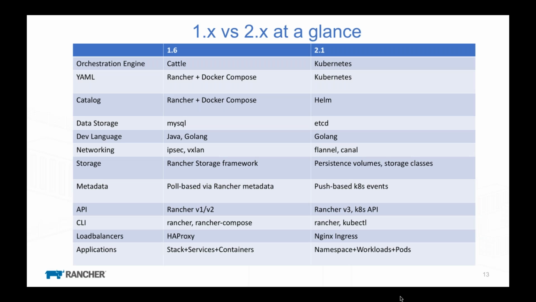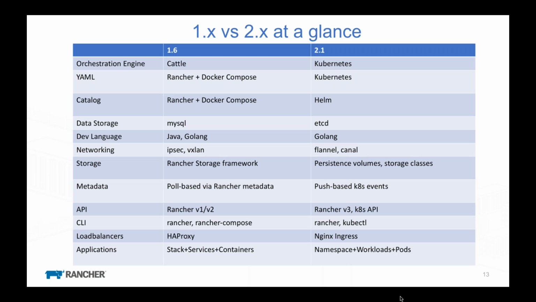From a CLI standpoint, in 1.6 we had Rancher and Rancher Compose. In 2.1 we have Rancher, and of course you use kubectl to manage your clusters and workloads. Load balancers, it was exclusively HAProxy in 1.6, and in 2.1 it is the Nginx Ingress. However, they do have options for things like Traefik and HAProxy as well. But the one that ships out of the box with 2.1 is the Nginx Ingress controller.